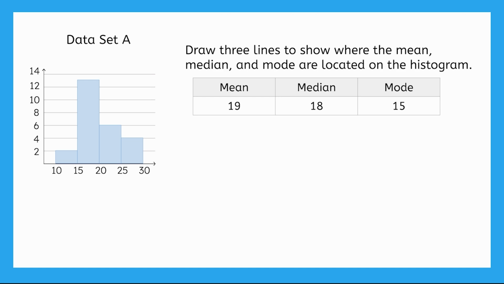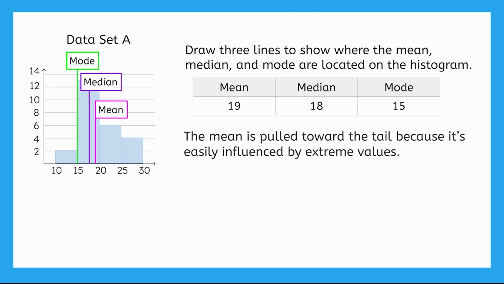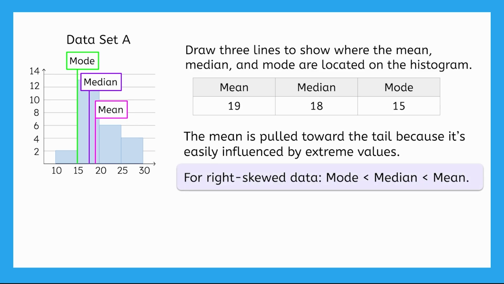In this right-skewed data, we can see that the mode is the smallest value at 15. It is less than the median, which is 18, and the median is less than the mean at 19. The mean is pulled toward the tail because it's easily influenced by extreme values. This relationship between mean, median, and mode will always be true for right-skewed data.